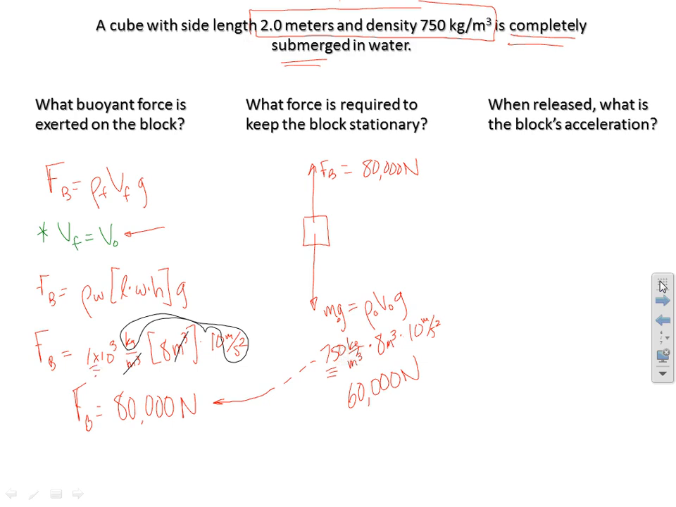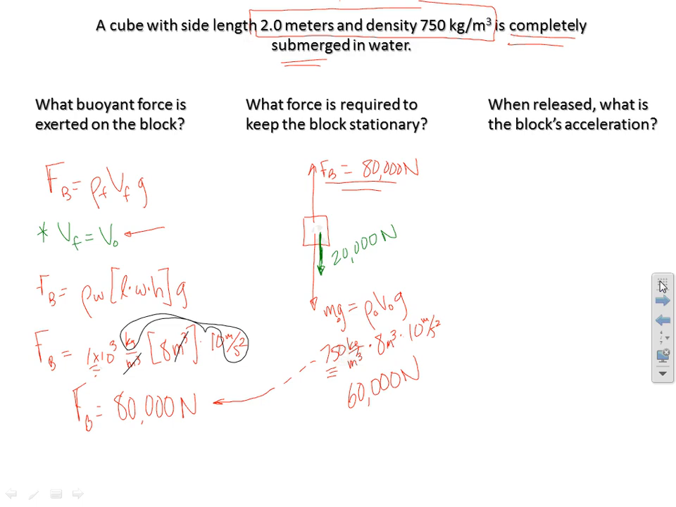All right, so that means that if it weighs 60,000 newtons and there's an upward force of 80,000 newtons due to the weight of the displaced fluid, we've got to exert another downward force of 20,000 newtons to keep this thing in place. So maybe this is a block that's chained to the bottom of a tank or something like that.